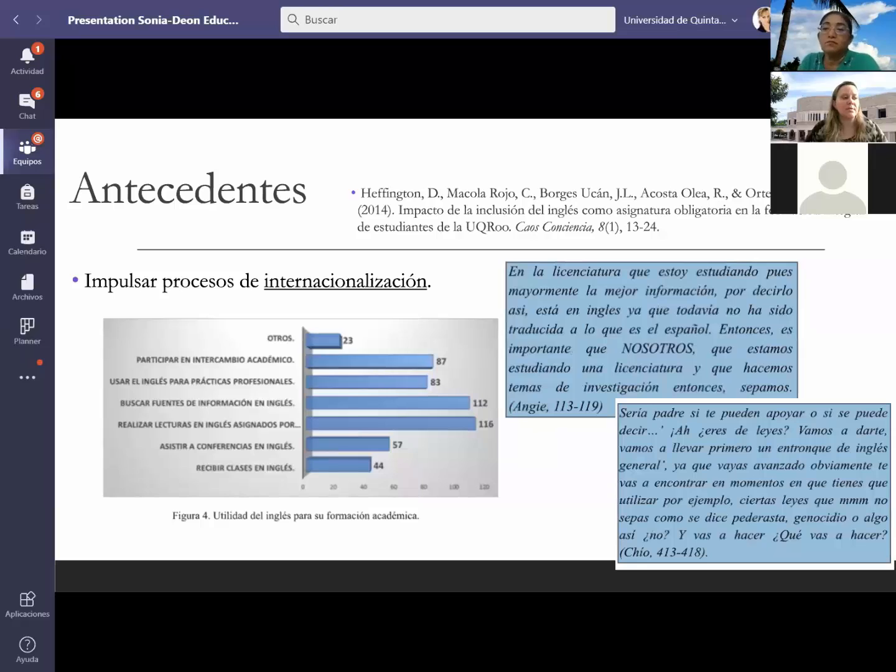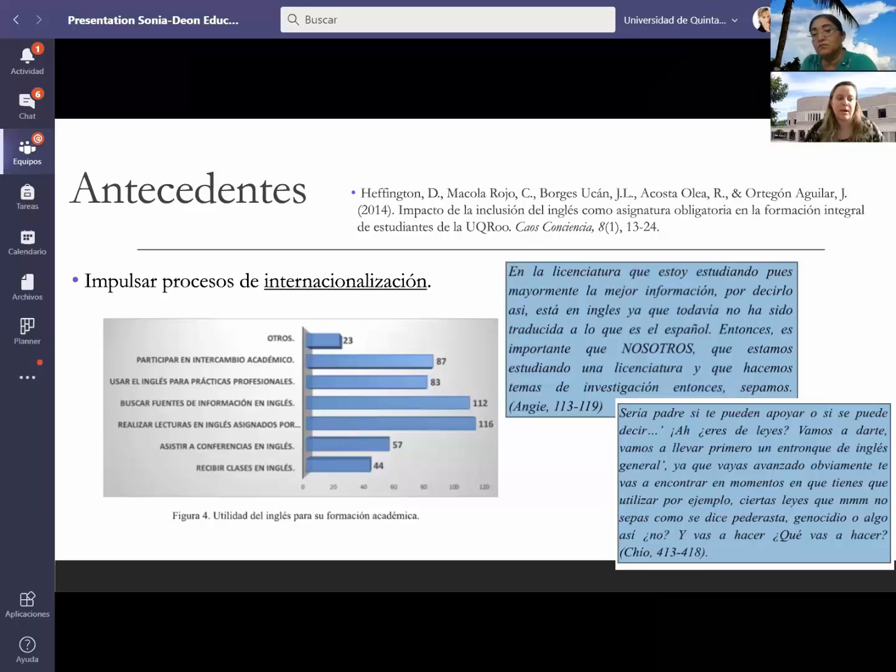Y en cuanto a impulsar los procesos de internacionalización, en realidad vemos que este es en donde, a pesar de que los estudiantes dijeron que sí les sería de utilidad, no existe esa relación con su formación directamente, ¿no? Dicen que sí les sirve para ayudar a entender algunas lecturas y demás, pero no es algo que haya llegado realmente a la instrumentación y aplicación dentro de los programas, ¿no? Es decir, que veamos dentro de la bibliografía la inclusión del inglés, ¿ok?